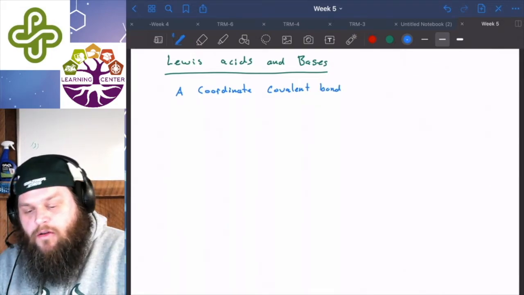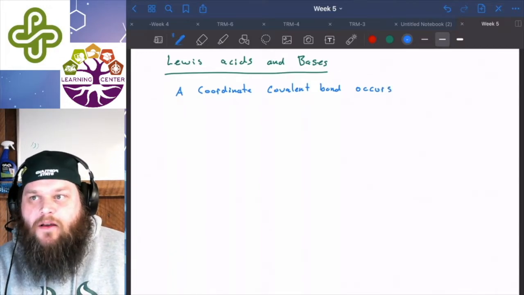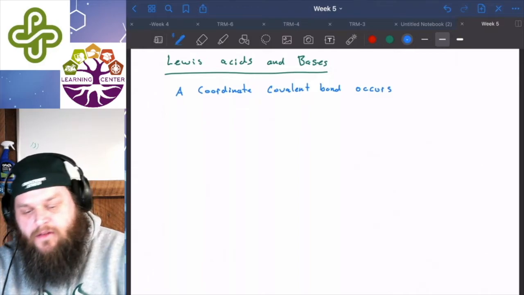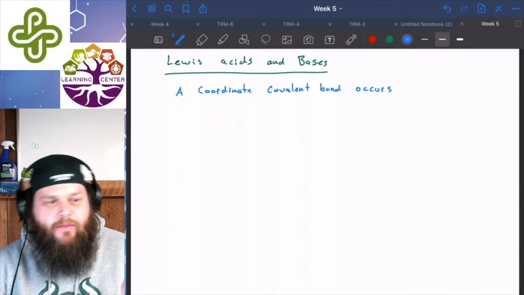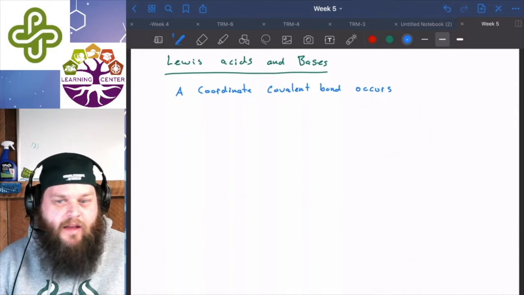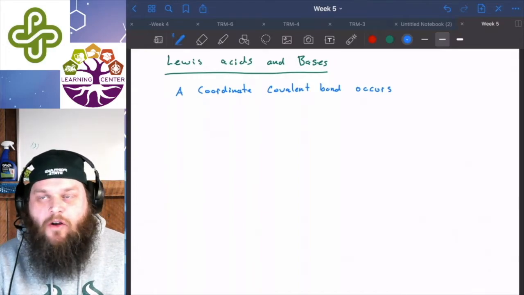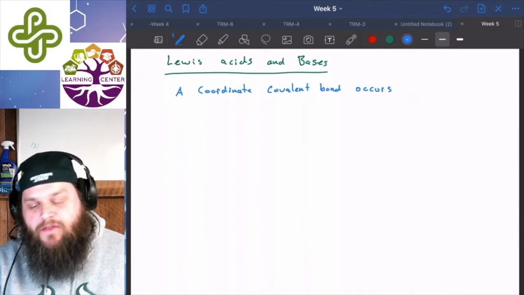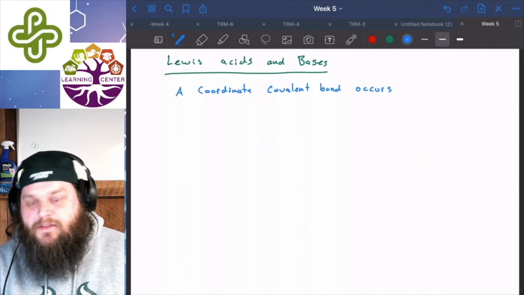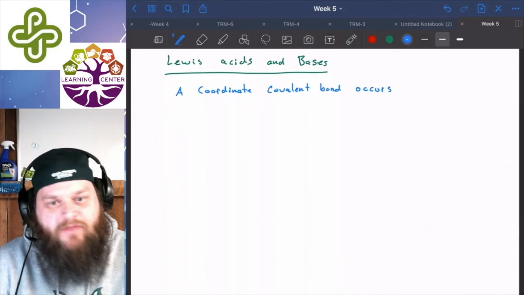Which occurs when one of the atoms in the bond provides both bonding electrons. So in our normal acid-base with the protons, since the proton, the hydrogen ion, has no electrons of itself, both of the electrons are provided by the base usually. So those are a subset of the Lewis acid and base. But not all Lewis acids and bases have that hydrogen ion in there.